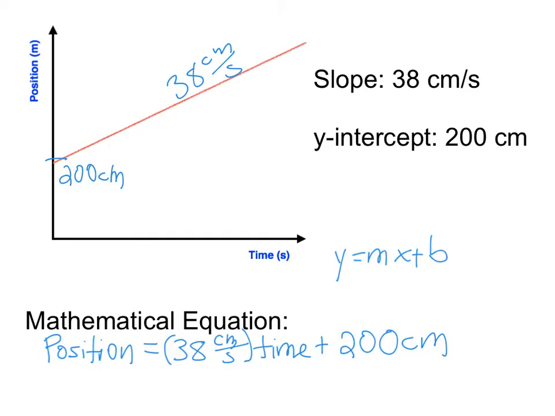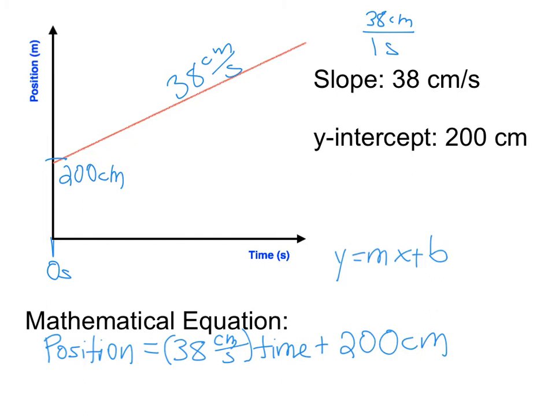Now, we can get an idea of what the slope means by using a for every sentence. We have for every 38 centimeters, there is 1 second. Or conversely, you can say for every 1 second, there is 38 centimeters. So the car moves 38 centimeters every 1 second forward. Now, what the y-intercept says is that at a time of 0, the car is at 200 centimeters.